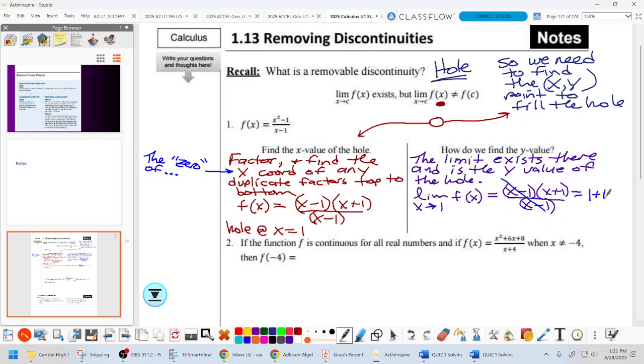Which is 1 plus 1, which is 2. So our coordinate to remove the discontinuity is 1, 2. That is a single point that we could plug into that hole, and now we are continuous the entire way. So we removed a discontinuity, and now the function is continuous.